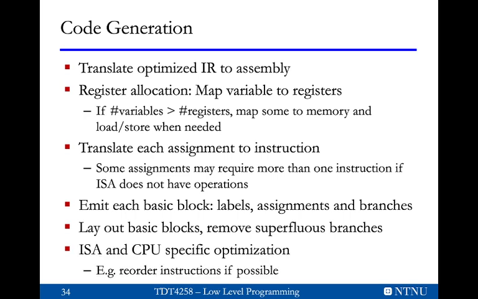And finally, you can do some optimizations that are specific to your instruction set architecture and your CPU. For example, you can reorder instructions if this would make some operations faster. This is something you cannot, in general, do on the intermediate representation layer, just because you don't know your CPU target at that point, because that's just part of your backend processing.